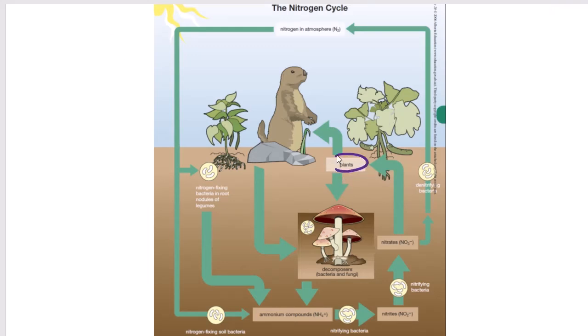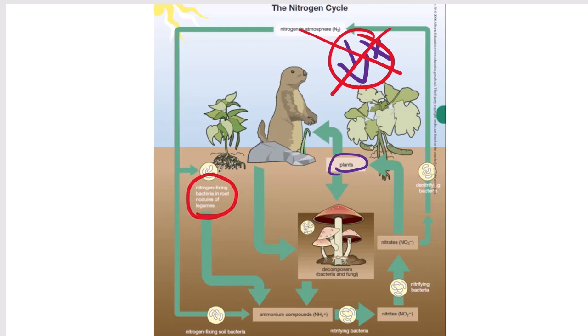Plants here can't access the nitrogen from the atmosphere. They can't get at it. They just don't have the cellular machinery to break down this nitrogen molecule and incorporate it into their proteins and DNA in order to use that nitrogen. So what they have to do is rely on bacteria in the soil. These bacteria are called nitrogen-fixing bacteria.